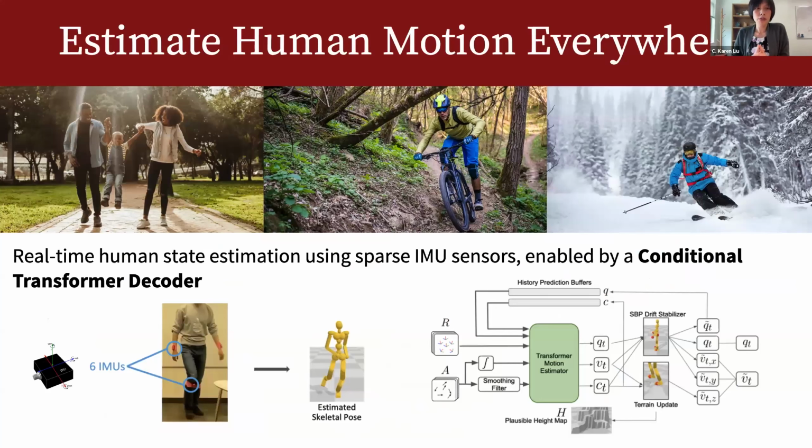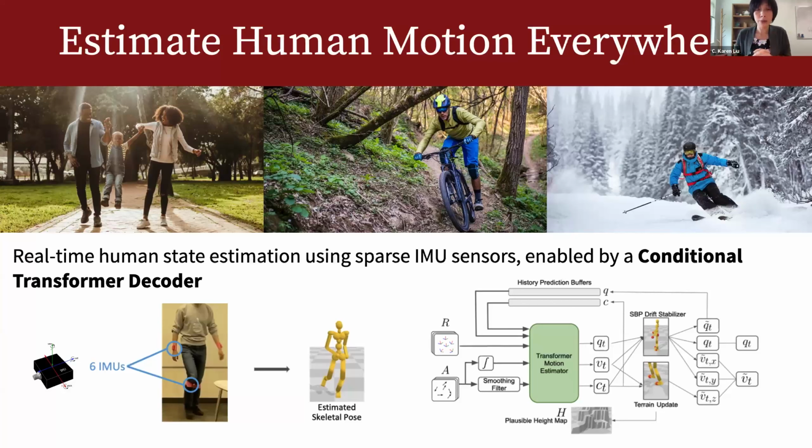So one thing we would like to do is to build a real-time human motion capture system that's portable, so that we can collect data while the person is mountain biking or skiing or simply hanging out with their family. And we build this system based on IMUs, a very small number of IMUs.